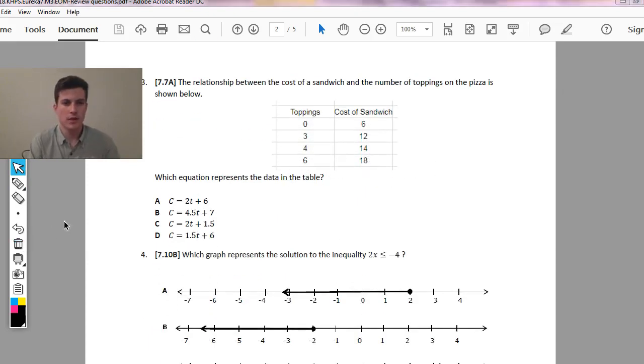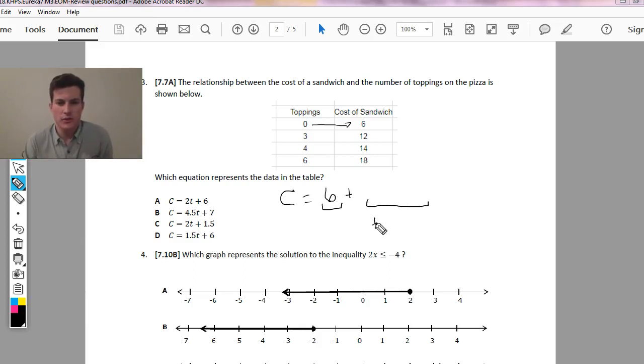Number 3. The relationship between the cost of a sandwich and the number of toppings is shown below. Which equation represents the data in the table? Cool, so first thing I notice is 0 toppings, the cost is 6. So the cost is going to be equal to 6 plus some extra, this is just the base charge. Then we're going to have the extra charge for whatever toppings we have. So how much does a topping cost? Well, let's see, this has 3 toppings and it was $12.